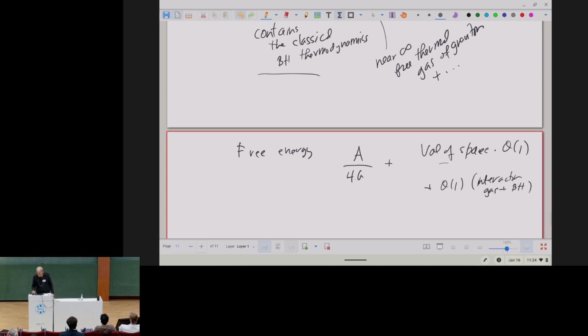It's also obvious that we're going to get, near infinity, the free energy of the thermal gas. Once you know those two, it's also clear that whatever is the quantum interaction of the black hole with the thermal gas will have to occur as part of this one-loop determinant. And then, of course, there also are, in principle, higher-order corrections. If we really want the higher-order corrections to be well-defined, we should work with a negative cosmological constant, which we'll discuss later. Any other questions?